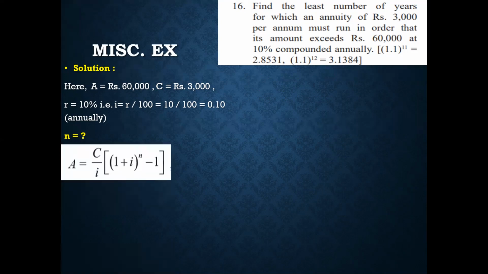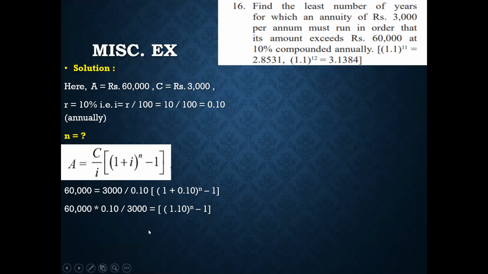We use the formula A is equal to C upon I, (1 plus I) raised to N minus 1. This is the way I have substituted all the values. Now you can remove the decimal and do the cross multiplication. I have taken 0.10 up with 60,000 and divided it by 3,000 like this. Again, I am removing the decimal of 0.10, so it gives me 60,000 into 10 divided by 3,000 into 100, and the right hand side copy paste. On cancelling, I get 3 ones are 3, twos are 6, which is equal to 1.10 raised to N minus 1.